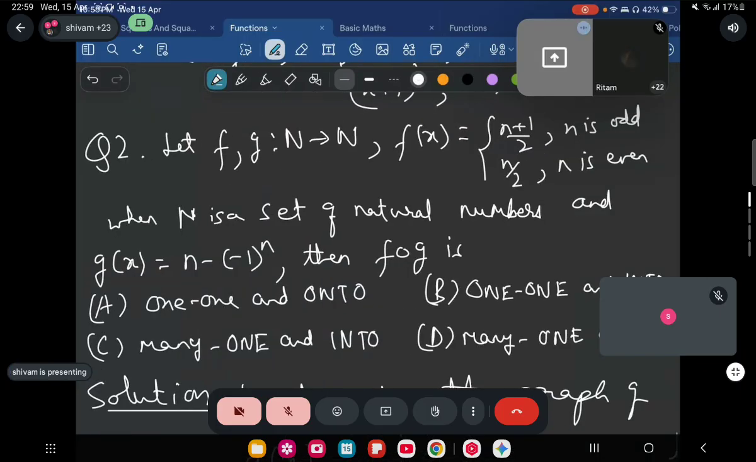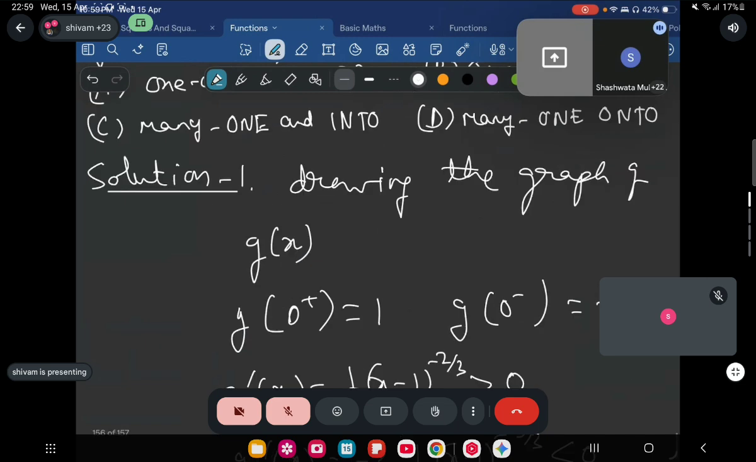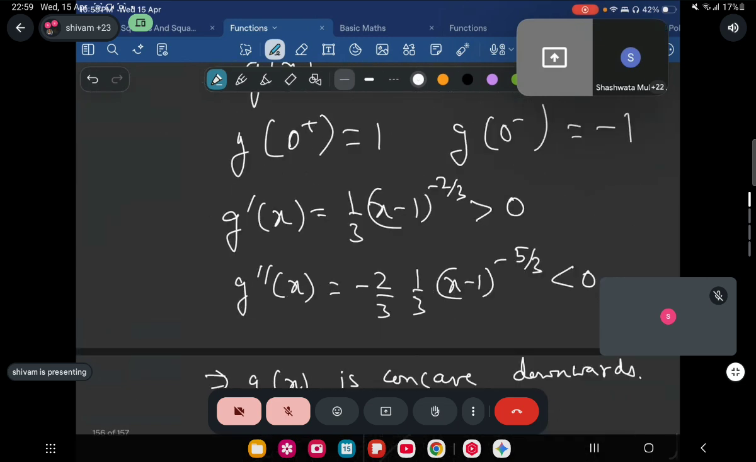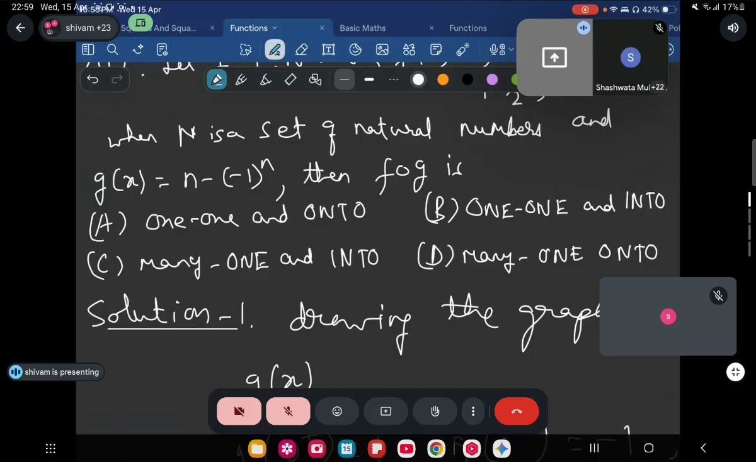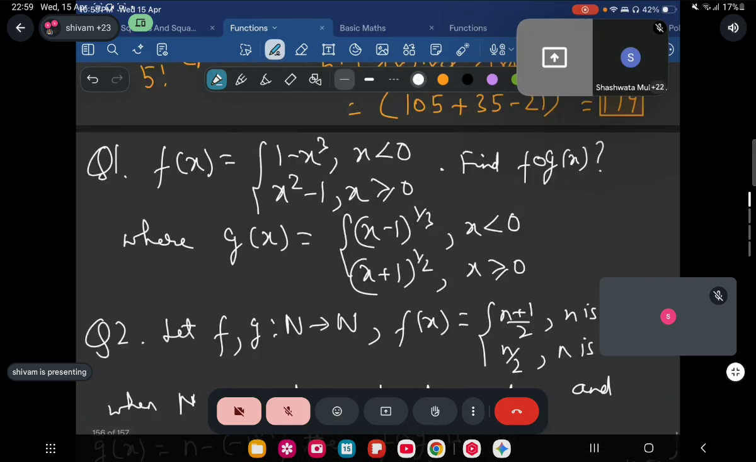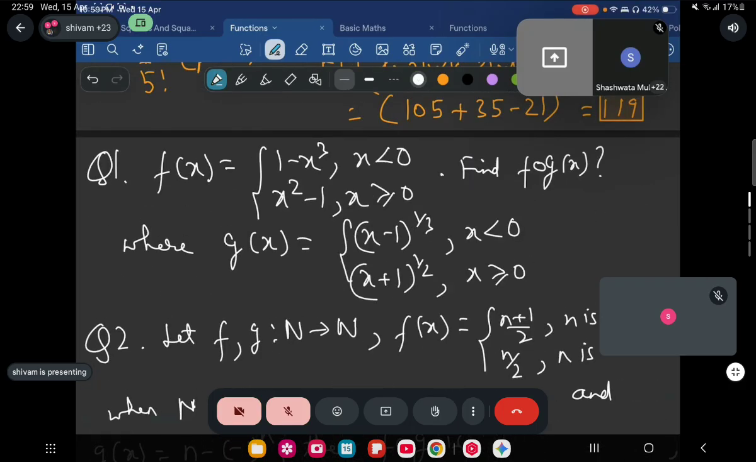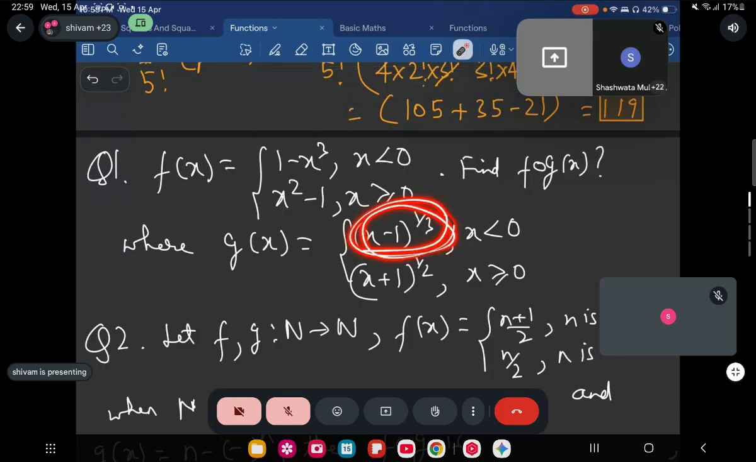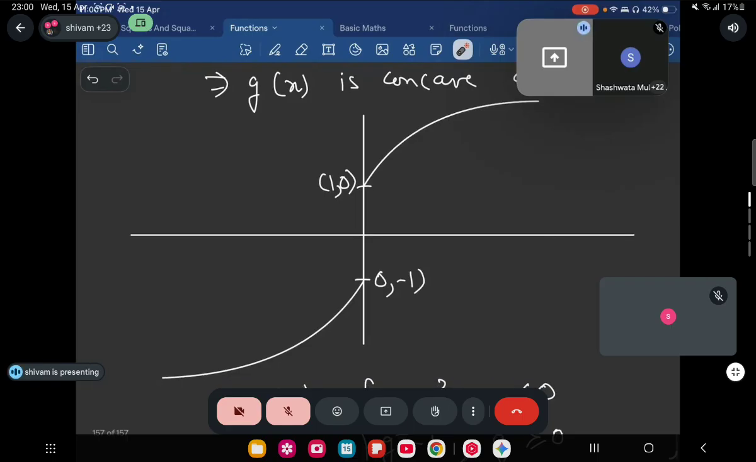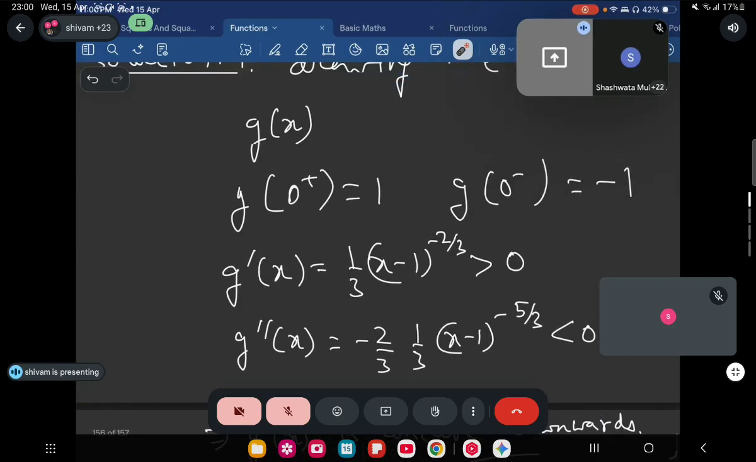Solve number 2. So the lower branch is the equation of x plus 1 whole to the power 1 by 2. Wait a minute. No, x minus 1 whole to the power 1 by 3, for x less than 0. Okay, sir. On the right hand side, it will be concave down, and on the left hand side, it will be concave up. You can understand.